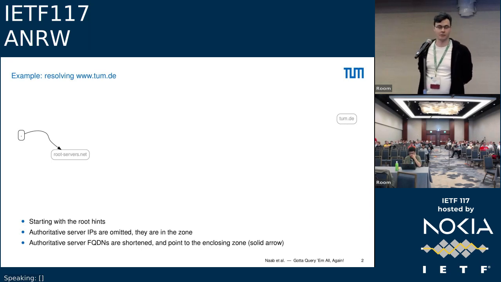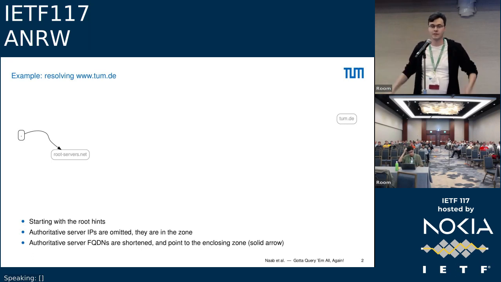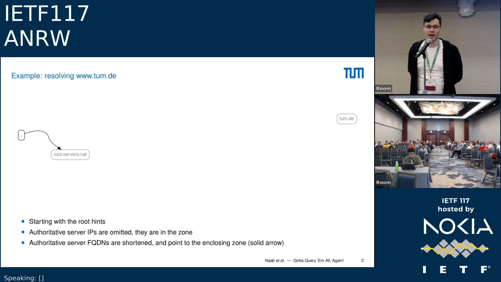We have some name servers, names. We have some glue records where we're going to start. And for simplicity reasons of this figure, because we're going to fill it in later, we're going to omit all the IP addresses. We simply assume that they are somewhere in the zone, meaning in the root dot. And for the authoritative server FQDNs, meaning the NS record names, we are shortening them and simply pointing to whichever zone they are going to be authoritative in.